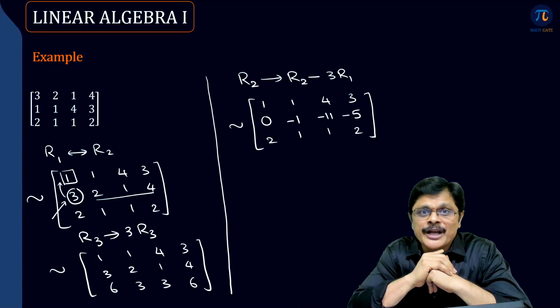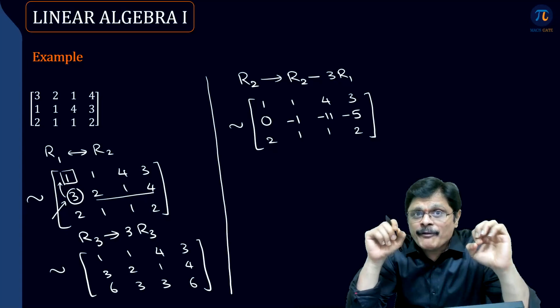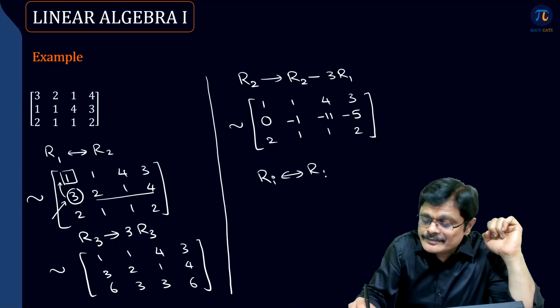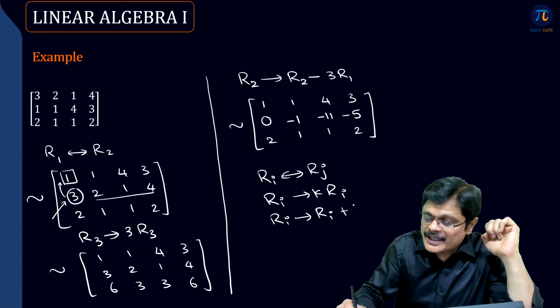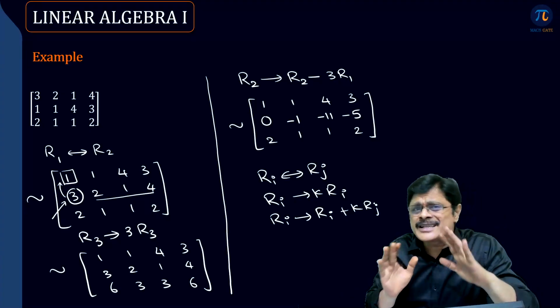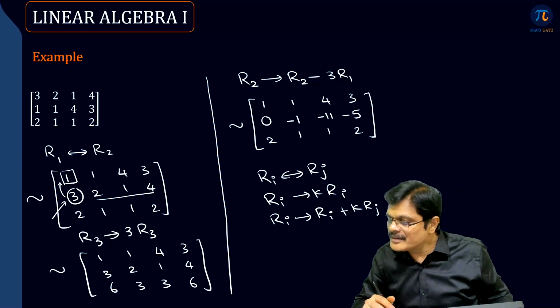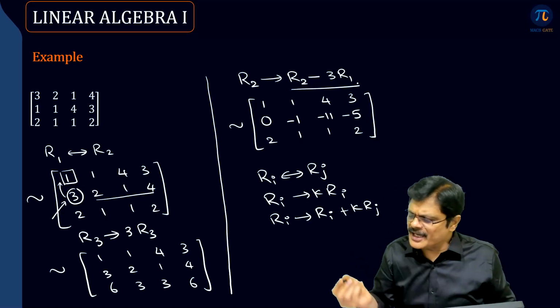In similar lines, we can also perform elementary column operations. Strictly, performing a row operation means swapping two rows, or multiplying a row with a non-zero constant, or adding a constant multiple of another row to this row. These are the strict elementary row operations. Sometimes that is what I did, no? R2 minus 3R1 only I did, no?